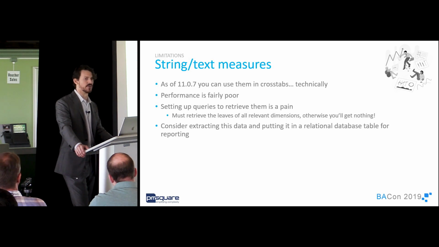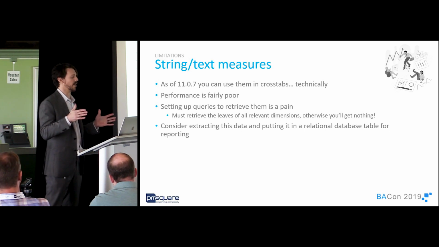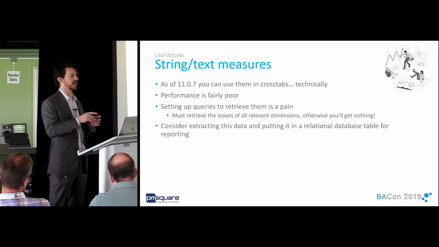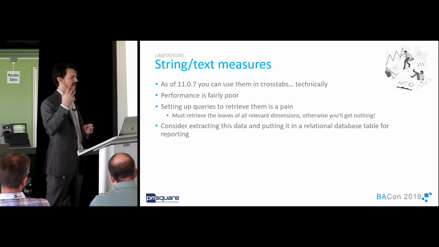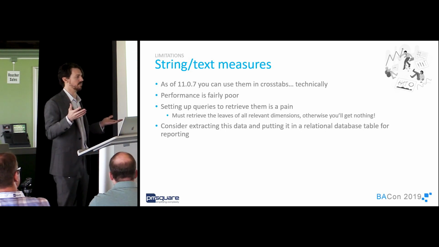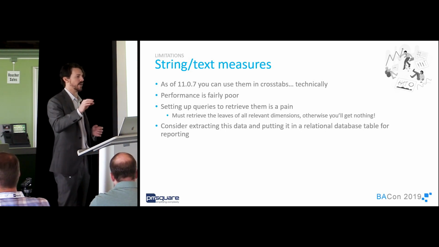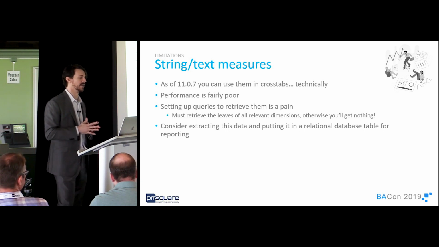Setting up the queries to retrieve string and text measures is a royal pain in Cognos. You have to know what all the relevant dimensions are, where the intersection is happening for a particular string or text measure, and then you have to get all the leaf nodes of that dimension in order to actually get results that are meaningful. Generally, you'll just get nothing otherwise, unless you happen to pull in the exact correct leaf members and find that intersection yourself, which is pretty unlikely.